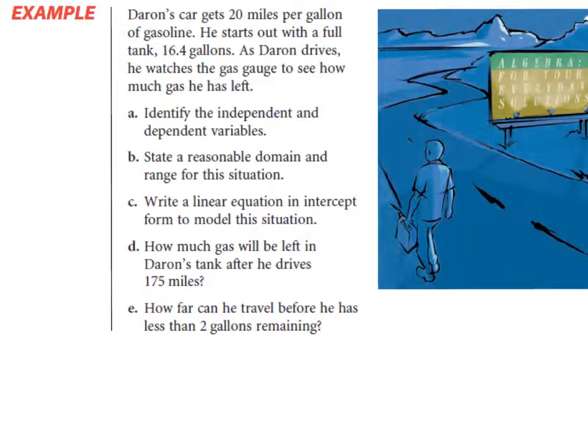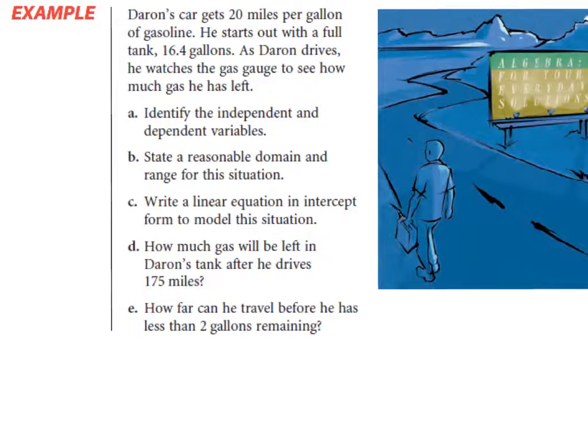Remember that the independent variable always influences the dependent. So the dependent one relies on the independent. So the two things we're looking at are the miles driven and the gallons of gas in Darren's tank. So you have to think about which one influences the other. Okay? The miles we drive is going to influence the gas level.